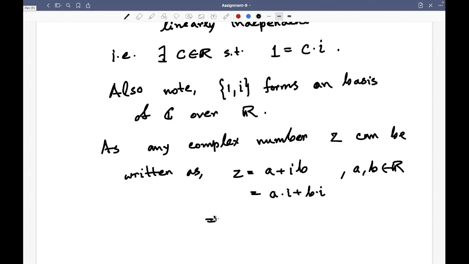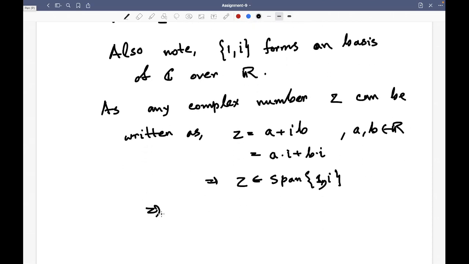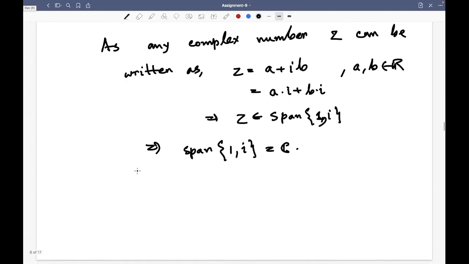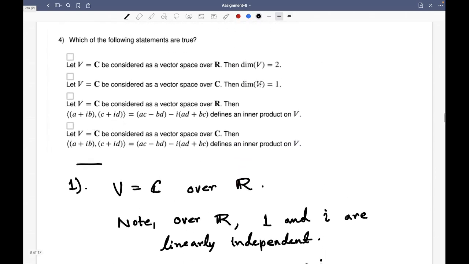Which implies z is in the span of 1 comma i, right? So these two are linearly independent and they span the whole of C, which implies the span of 1 comma i is the whole C. Therefore the dimension of C over R is 2, right? So option number 1 is correct. The dimension of B over R is 2.